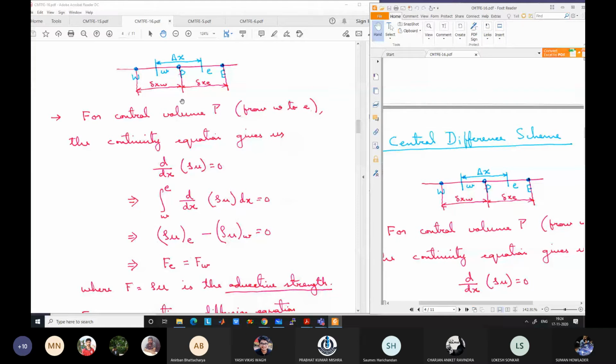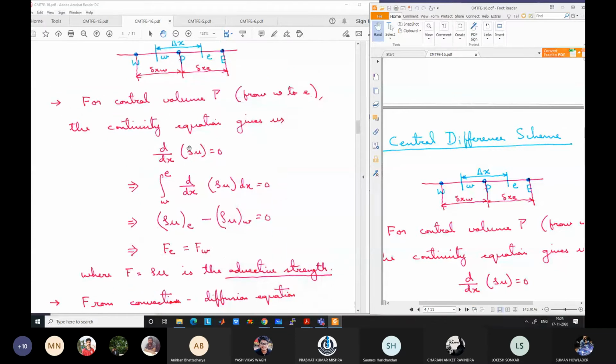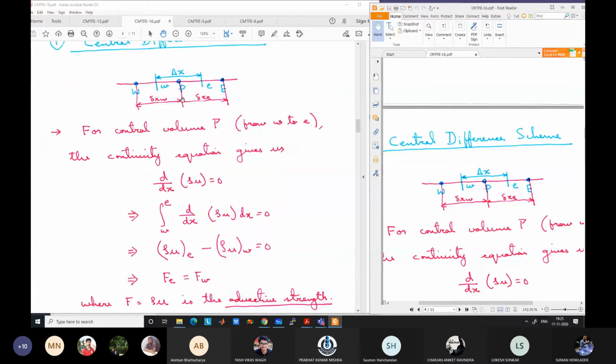So we have this discretized or mesh structure, and first we will start with the continuity equation, because the information from the continuity equation is needed for our case. We'll start with the continuity equation for control volume P. For this simple 1D problem, the continuity equation is nothing but d/dx of rho u equal to 0. If you remember the continuity equation, it is del rho/del t plus del dot rho u equal to 0.